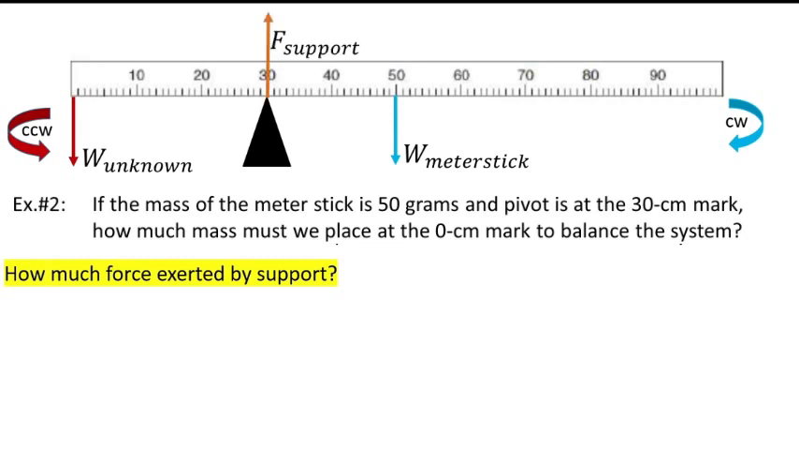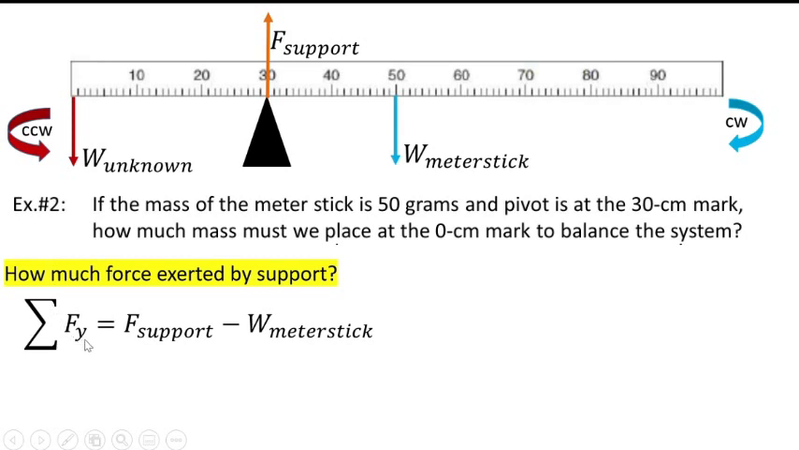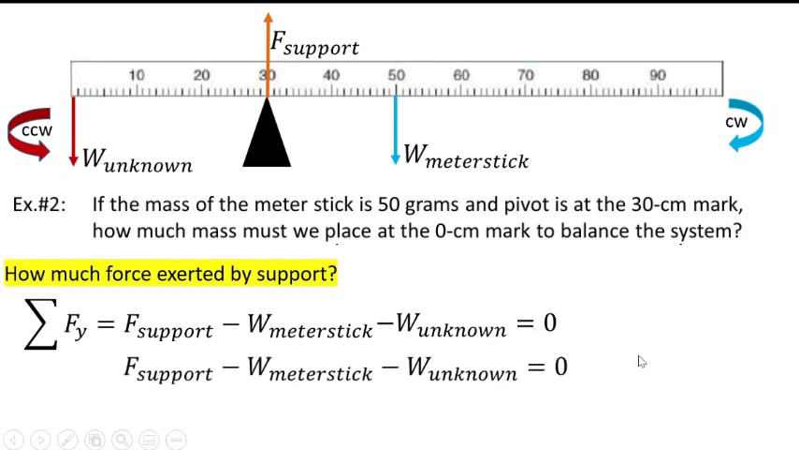From our previous example, we learned how to solve for F support by using the first condition of equilibrium. This will also be the case in this example, in which the summation of forces along Y is equal to F support, that is going up, minus the weight of the meter stick, that is going down. And we have to add the weight of the unknown, which is also negative, going down, so it's equal to 0. Since there are 3 forces in our system, we have 3 forces also in our equation. And since this is in equilibrium, that is equal to 0.